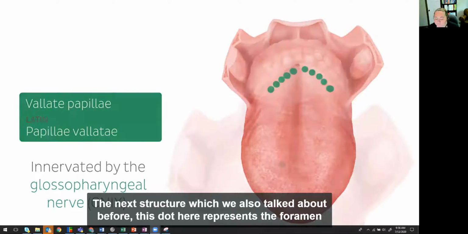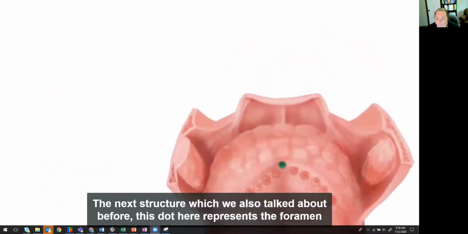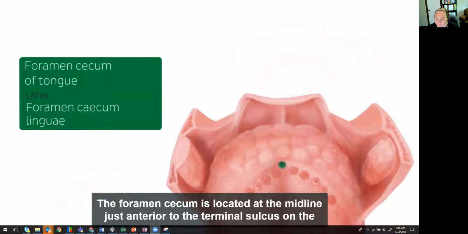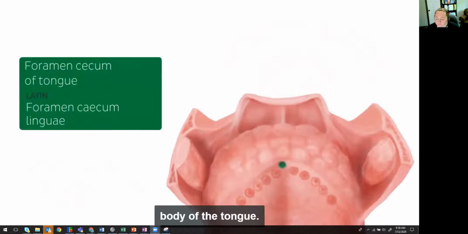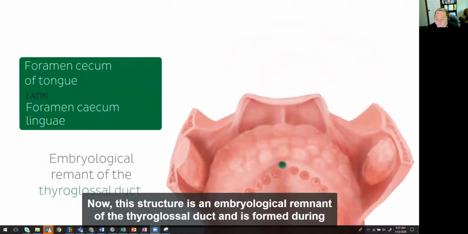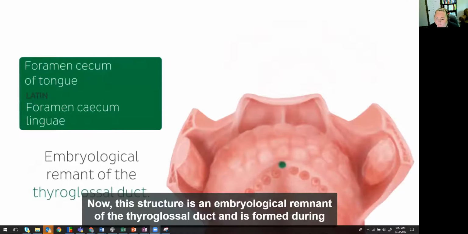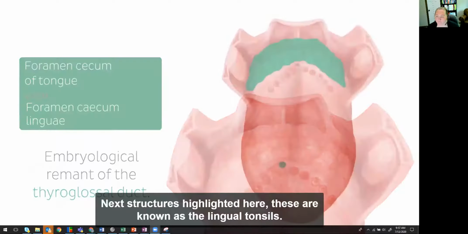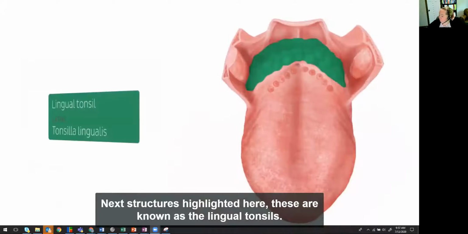The next structure, which we also talked about before, this dot here represents the foramen cecum of the tongue. The foramen cecum is located at the midline just anterior to the terminal sulcus on the body of the tongue. Now, this structure is an embryological remnant of the thyroglossal duct and is formed during the descent of the thyroid gland during embryological development. Next structures highlighted here, these are known as the lingual tonsils.